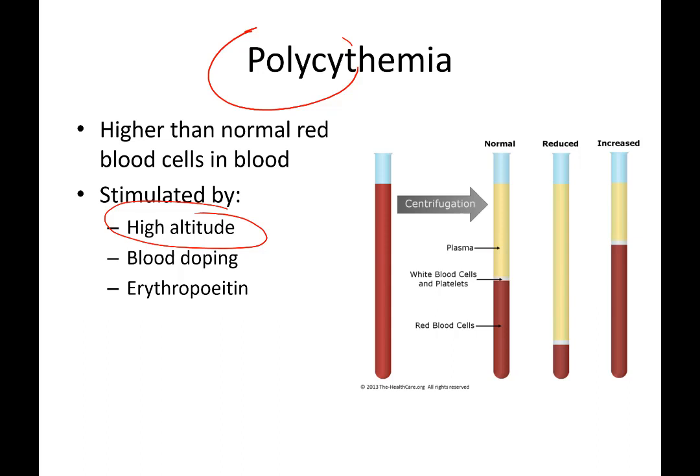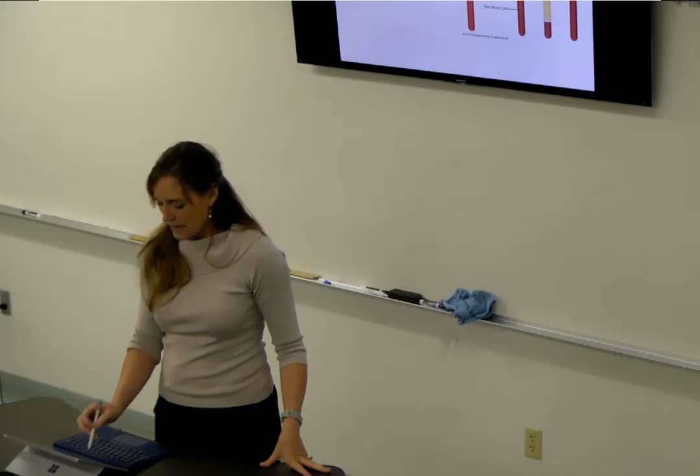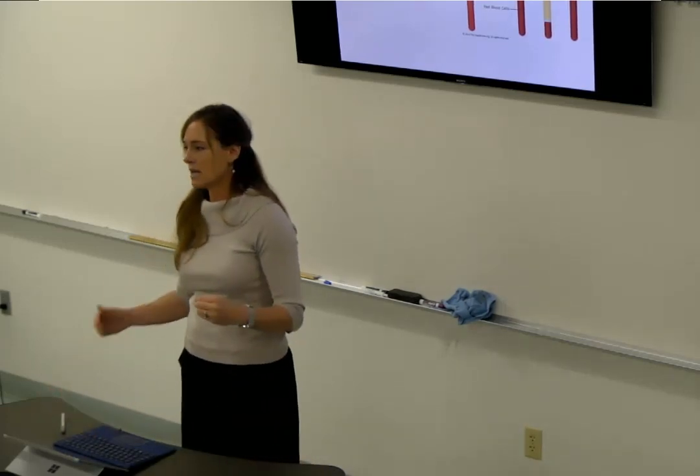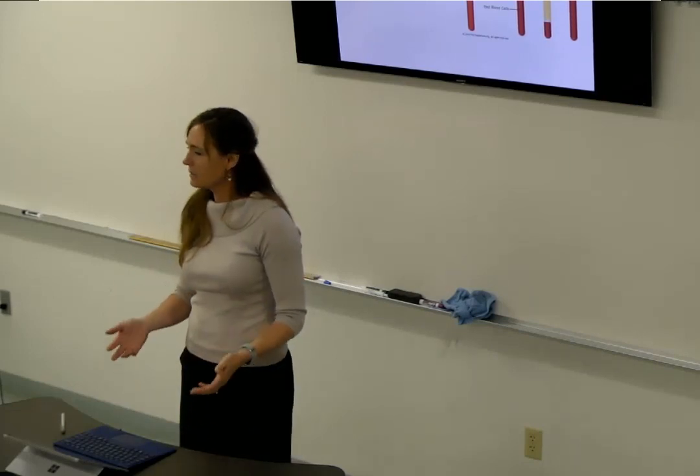So blood doping and erythropoietin are two other mechanisms. Erythropoietin is a natural mechanism in the kidneys. It's actually what tells our bone marrow to increase red blood cell production. That's the hormone. But erythropoietin in the context that I have here is a drug that you can take that will tell the bone marrow to increase production. It's a banned substance in sports.